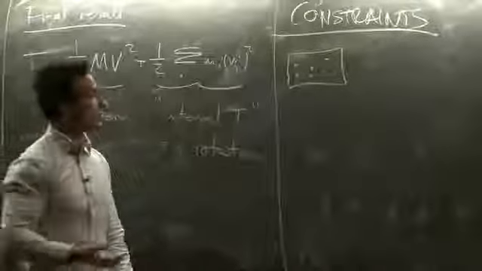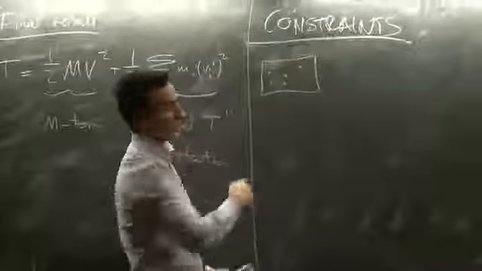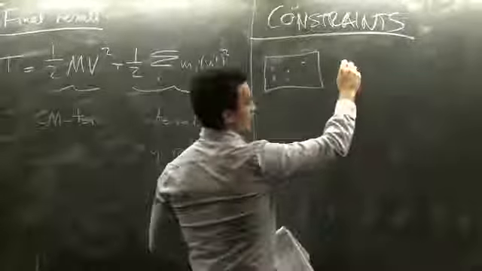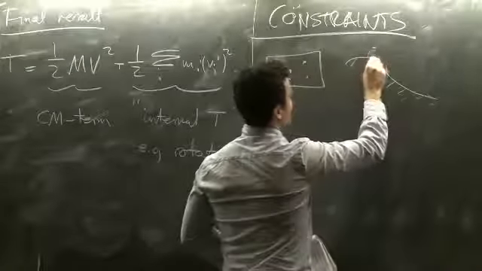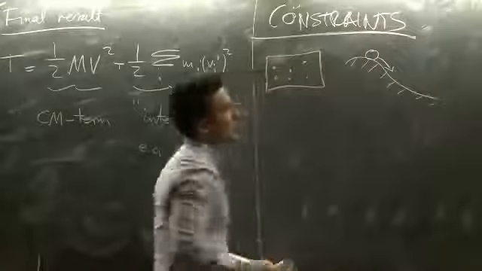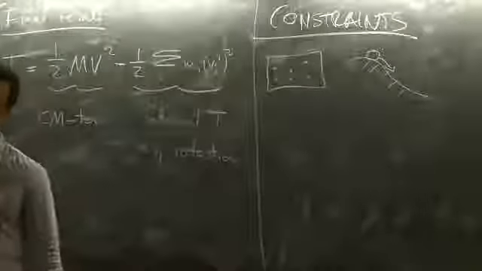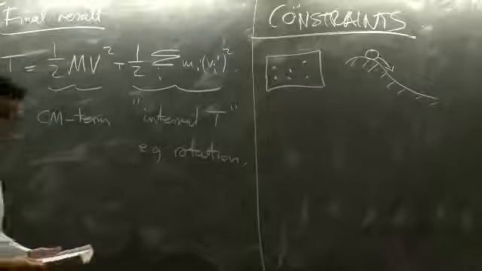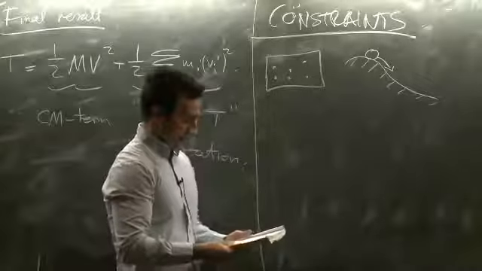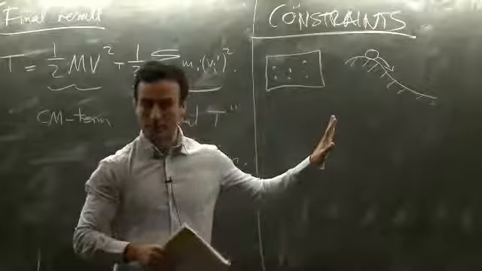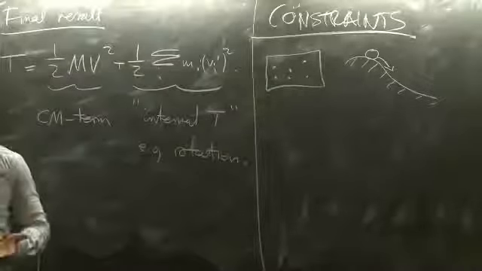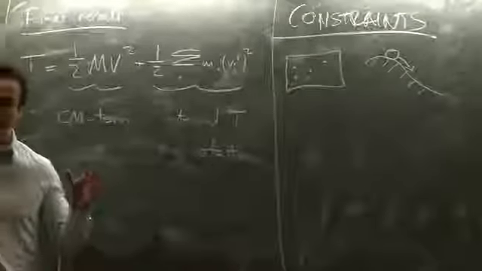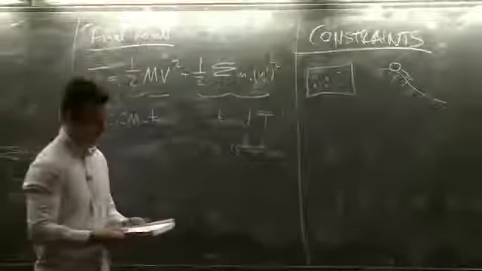So one example is a gas with particles in some container. Another example is some ball rolling down a hill. And I use these two specific examples because I want to introduce a type of classification for constraints, because you can have different types of constraints.